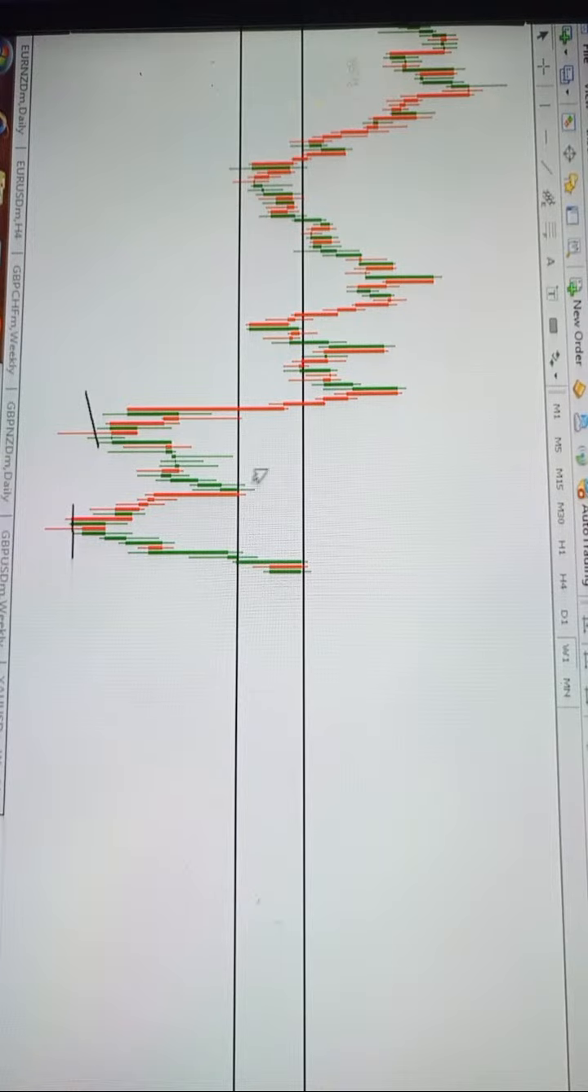Now, I want you to see this. If you know about market structure, now let me show you something. Lower low. Okay? Lower low. Lower low. Pullback.